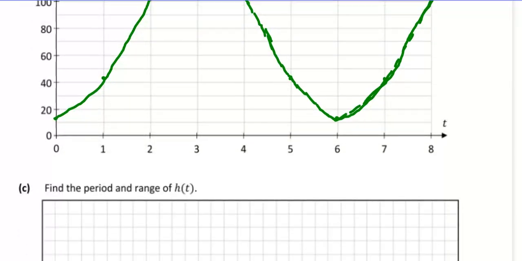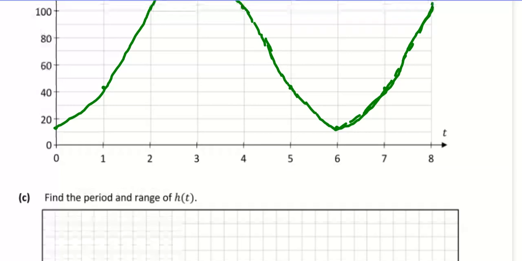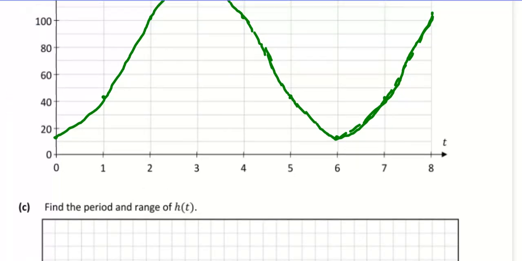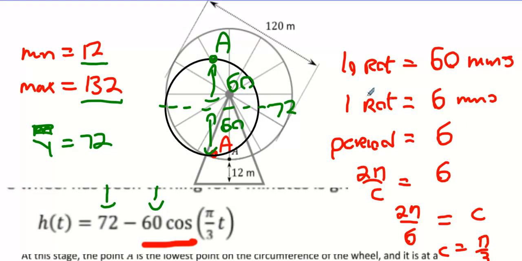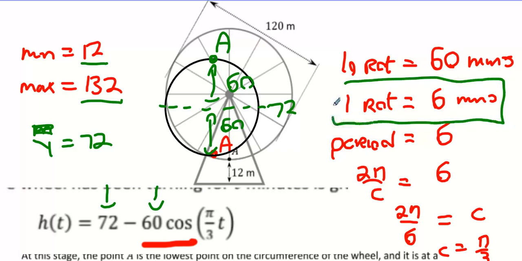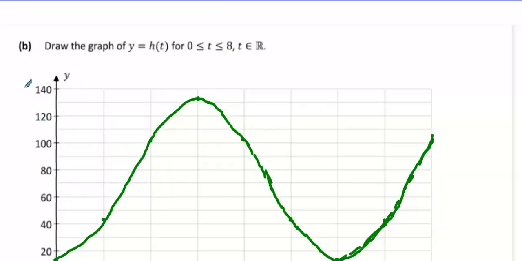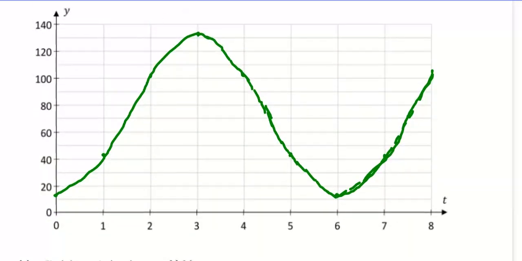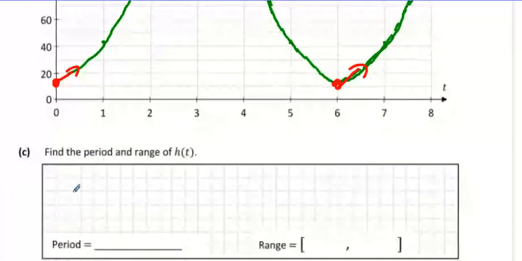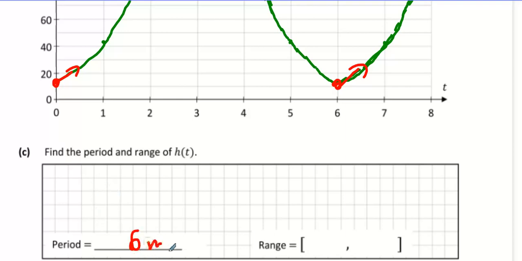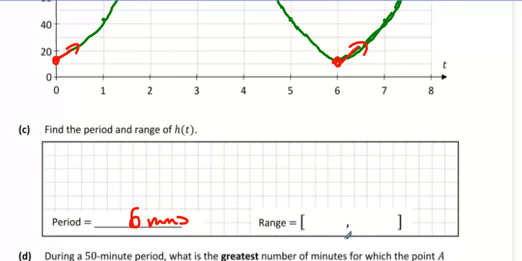Now, next question underneath that. Find the period and the range. I think we already found the period at the start of the question, didn't we? What did we say? One rotation takes 6 minutes, so the period must be 6. You could find that from your graph because you're at 12 and you're on your way up, and now you're at 12 and you're on your way up. So the period is 6. Okay, your range is your top value to your bottom value. I think we already did that as well. 12 all the way up to 132.